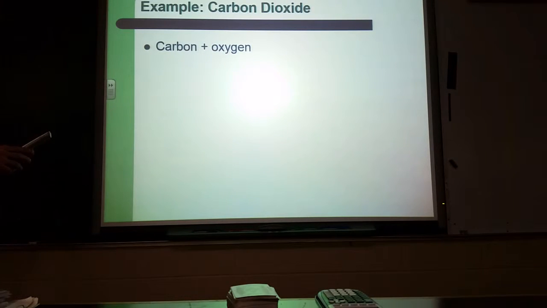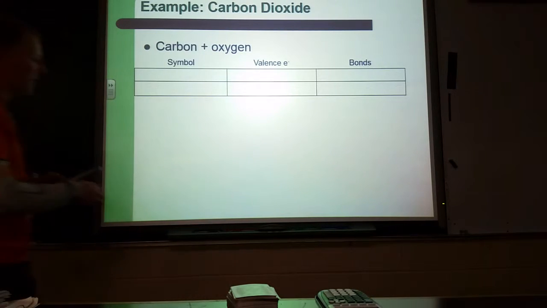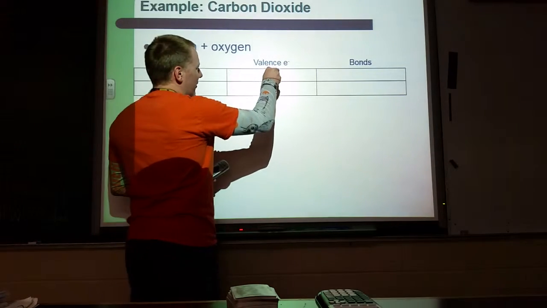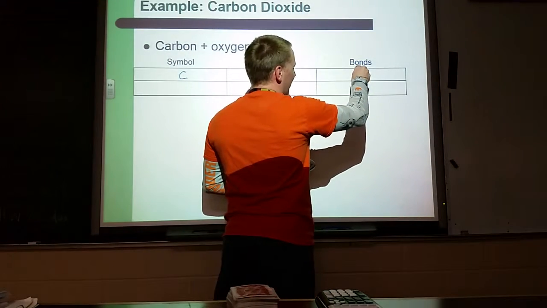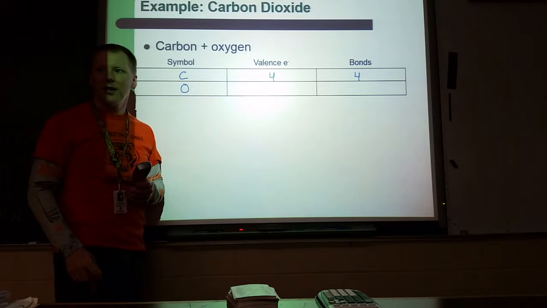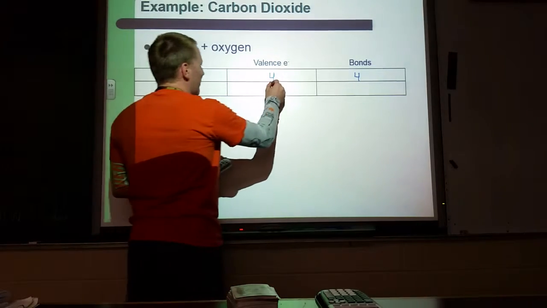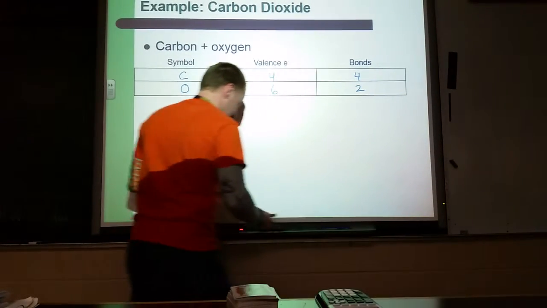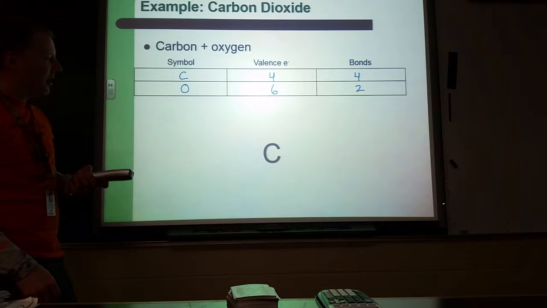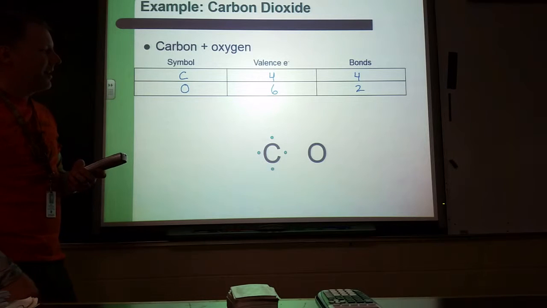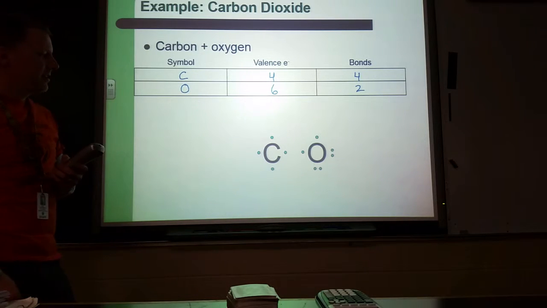Carbon dioxide, we'll give you another example before we go on. We have carbon and oxygen, so carbon, just like last time, has 4 valence electrons, it'll form 4 bonds. What about oxygen? How many valence electrons does oxygen have? 6. How many bonds will it form? 2. Okay, so we'll draw our carbon and the electrons around it. We'll draw oxygen and 6 electrons around it.